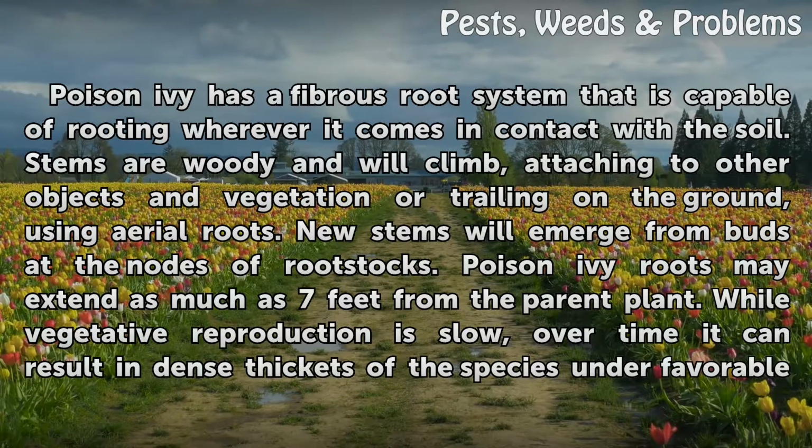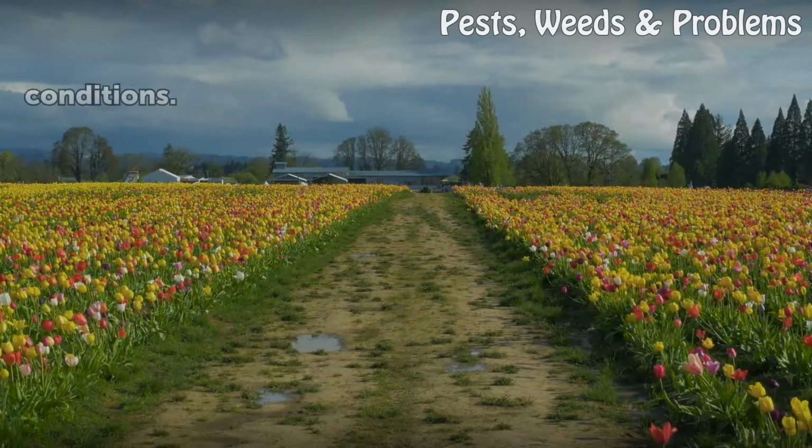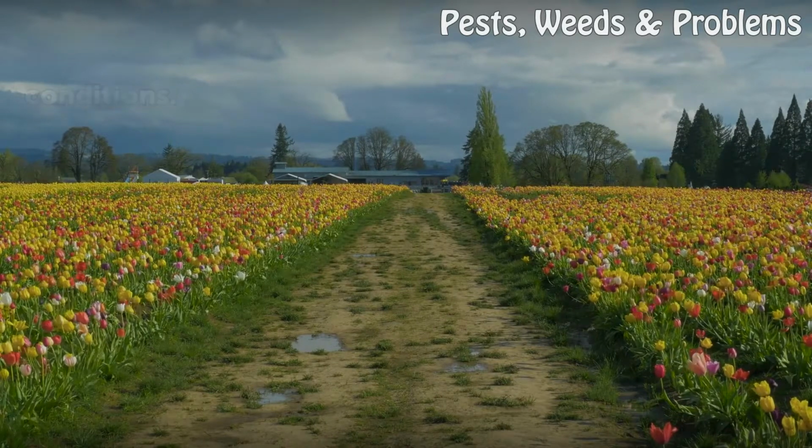While vegetative reproduction is slow, over time it can result in dense thickets of the species under favorable conditions.